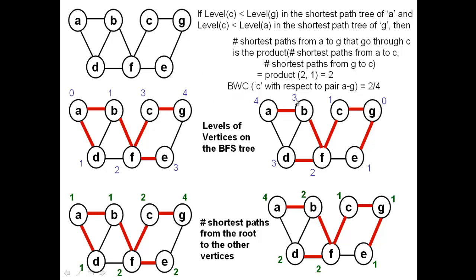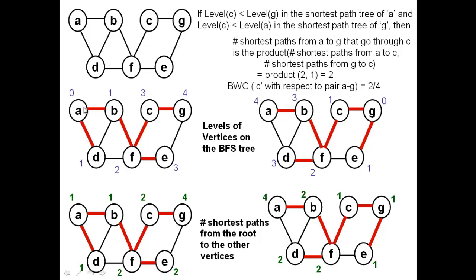Okay, so that's what we're going to find out. From an exam point of view, this is what I'll ask you: given a graph, find the betweenness centrality of some vertex with respect to a pair of vertices. If you're given such a question, your first step is to run the breadth-first search algorithm from the two end vertices A and G. So in this case, we'll run breadth-first search starting from A.